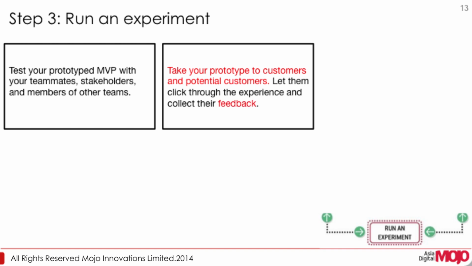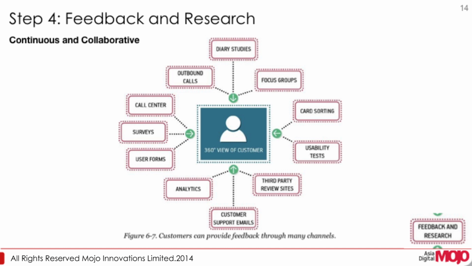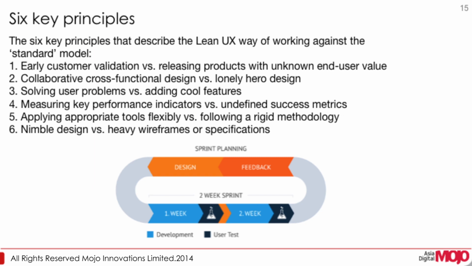The first step is about the feedback and the research. As I mentioned, there are many channels you can get different feedback from and many methods you could use. It should be continuous and collaborative. Let's conclude Lean UX in 6 key principles. It helps you to understand the overview of Lean UX.